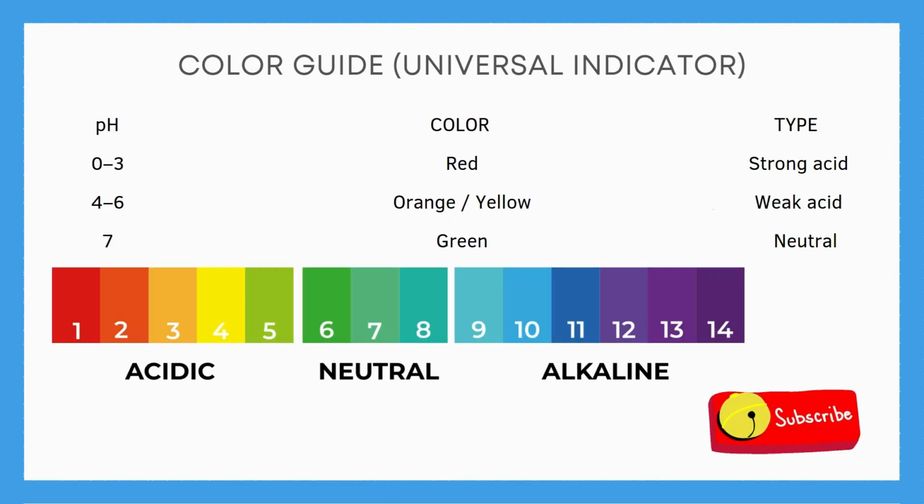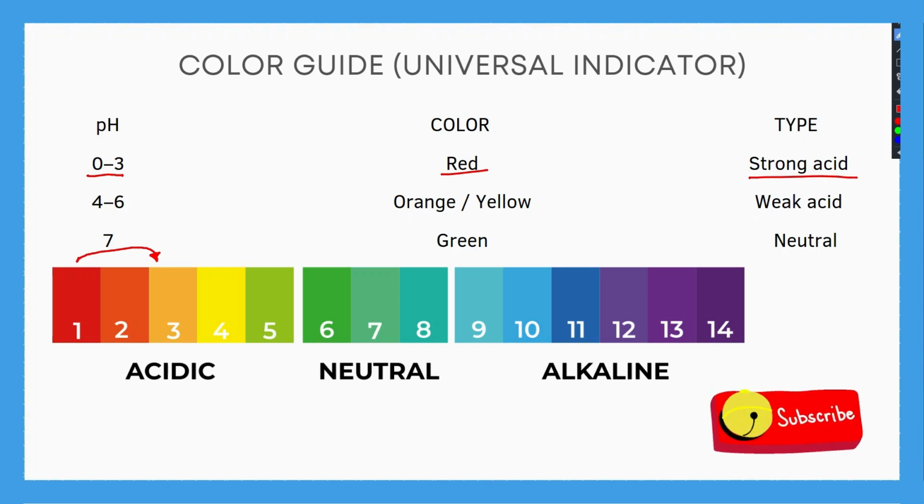So having talked about that, now here is a color guide that I've created for you to show the level of the pH of a substance and the colors that it will reveal. So let's get into it. If the pH of a substance lies between 0 and 3, then the color that it will give off if you use a universal indicator is red. And you can see over here the color red ranges between 1 all the way to somewhere around 3. And if that happens, we say that substance is a strong acid.